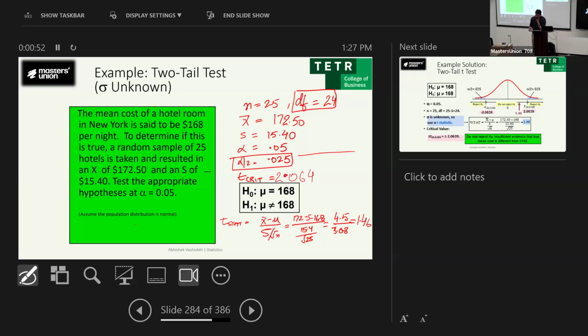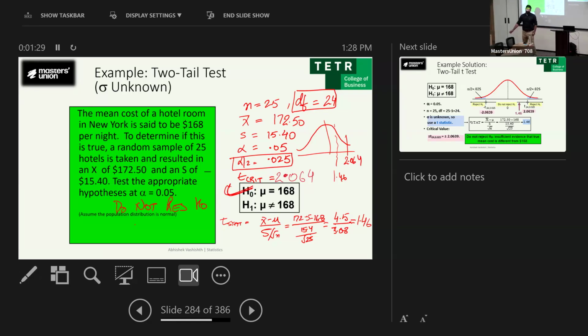Now you have this, where you are saying the T critical value is 2.06, and what you're getting is 1.46. 1.46 is within this. So what will be the conclusion? Do not reject. Don't say accept, do not reject. So you say do not reject H naught, which means you do not have enough evidence to reject the null hypothesis that it is 148, right?